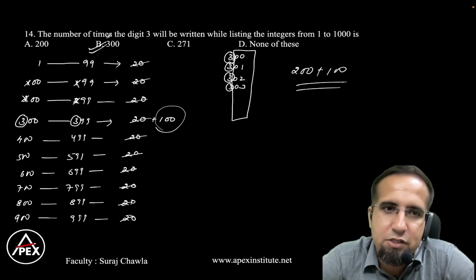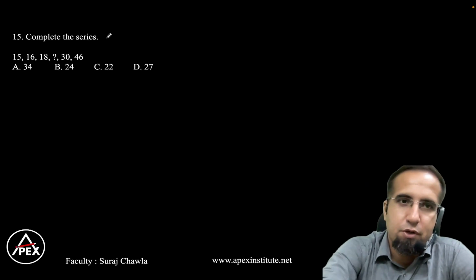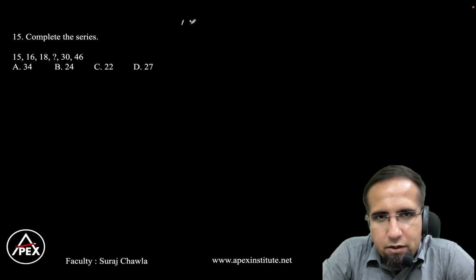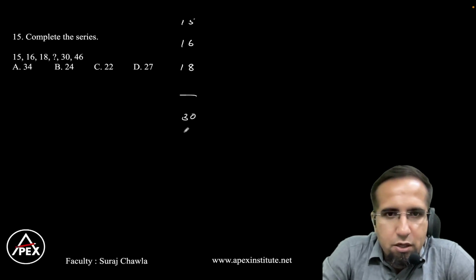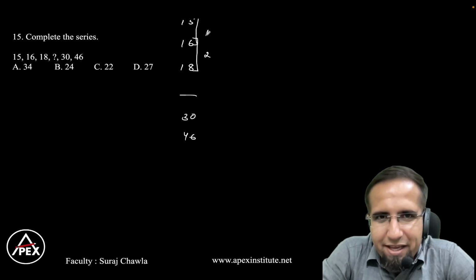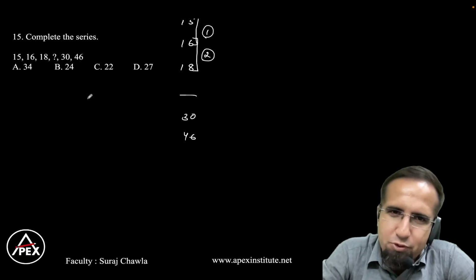Except 0, all the other digits will be making their appearance 300 times whenever we are writing the numbers from 1 to 1000. Clear? Now I need to complete the series. I need to look at this as 15, 16, 18, dash, 30 and 46. So there's a gap of 1 here and there's a gap of 2 here. One indication says 1 plus 2 plus 3, but if I write 3 here, it doesn't work. So let's go by options here.